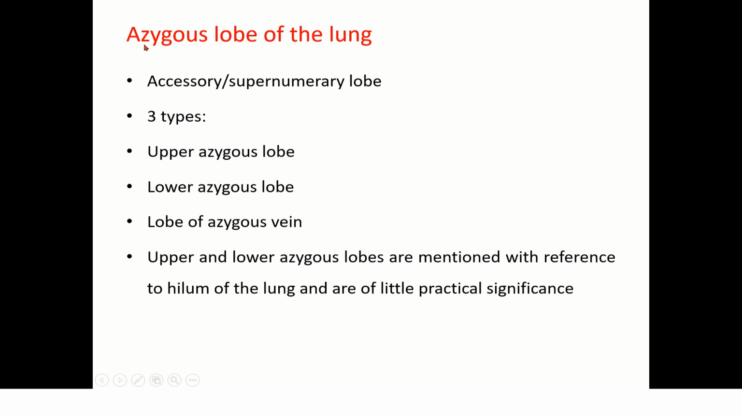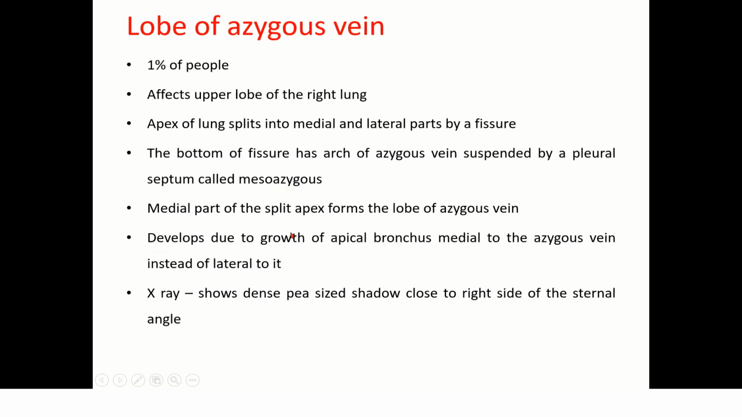So this is an additional lobe, the azygos lobe of the lung. It's also called an accessory or supernumerary lobe. Three types of azygos lobe are there: upper azygos lobe, lower azygos lobe, and lobe of the azygos vein. Upper and lower azygos lobes are mentioned with reference to the hilum of the lung and are of little practical significance. What is important for us is the lobe of the azygos vein.